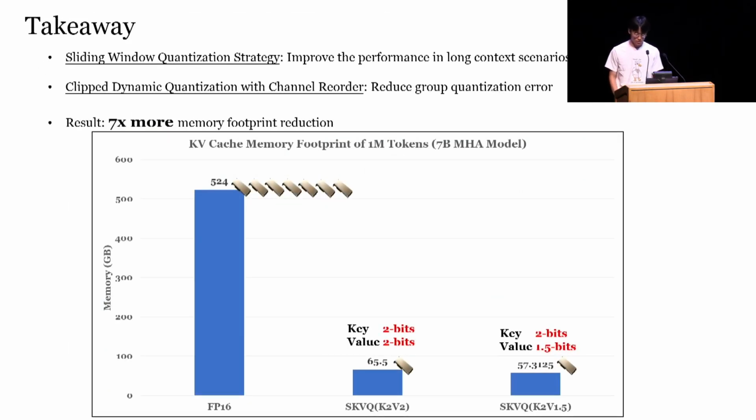In conclusion, we first propose a sliding window quantization strategy which can significantly improve the performance of the KV cache quantization in long context scenarios. Then we use clipped dynamic quantization with channel reorder to reduce group quantization error. And our method achieves beyond 7 times memory footprint reduction. It allows 1 million tokens in a single A100 80 GB GPU.